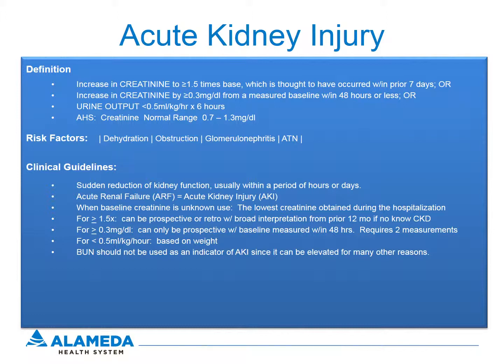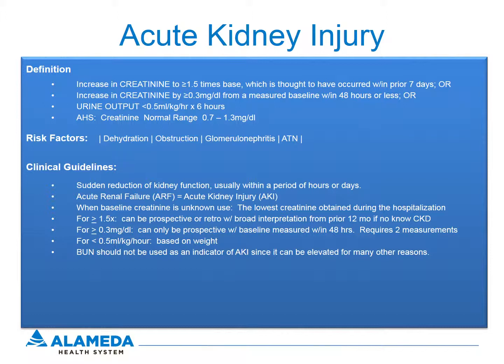The AHS, the Alameda Health System's normal range for creatinine, because it varies sometimes from medical center to medical center, the normal range is 0.7 to 1.3 mg per dL. So there's 3 different ways you can quantify using the creatinine and/or the urine output to determine a diagnosis of acute kidney injury. What are the risk factors for AKI?